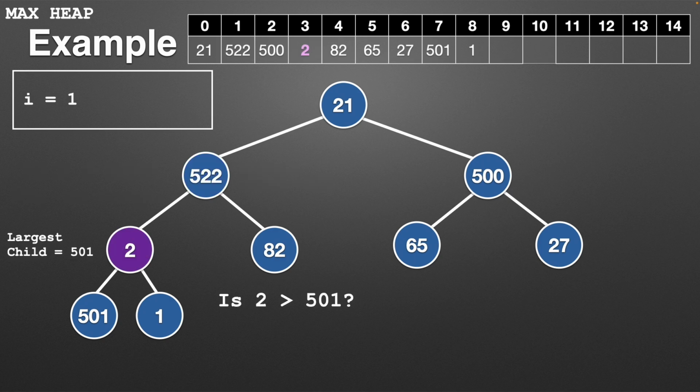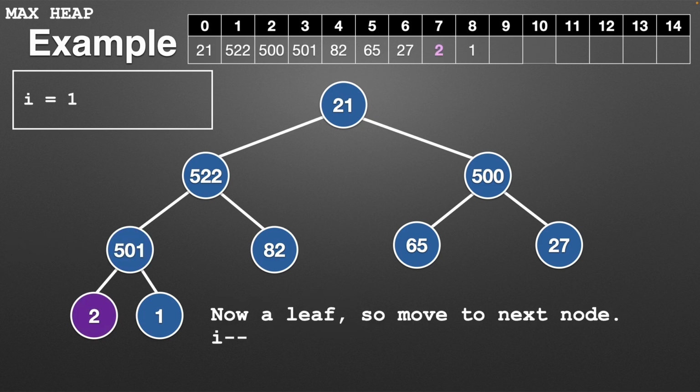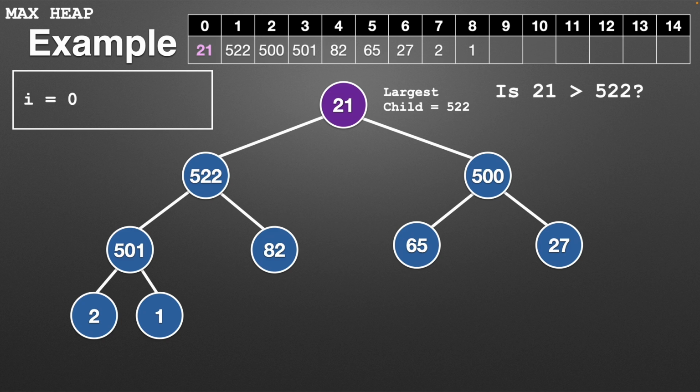And now we have to keep going down until we get this into a position where the condition's met or we're a leaf. And so the largest child of 2 is 501. And so that is larger than 2. So we will swap it. Now we are into the leaf position, so we can decrement I and go back to our node. And that puts us at the root node in this case.